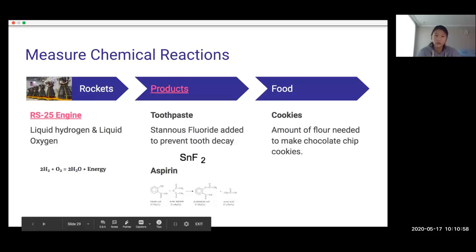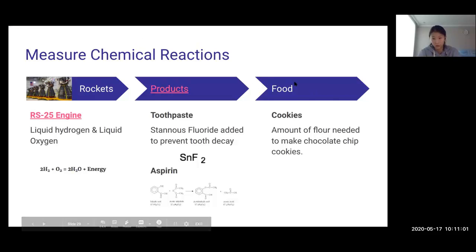And also, we need to use stoichiometry when we want to make food. So let's say that we have cookies, and you would use stoichiometry to figure out the amount of flour you need to make a chocolate chip cookie. So if the amount of flour is not correct, then your cookie would probably taste very bad. So that's why we would need to use stoichiometry to make sure that all the ingredients are in the right amounts for the perfect cookie. So yeah, that was it for calculating molarity.